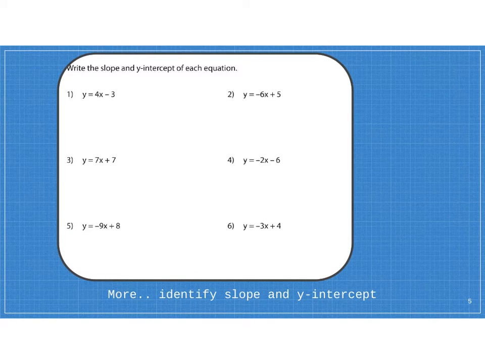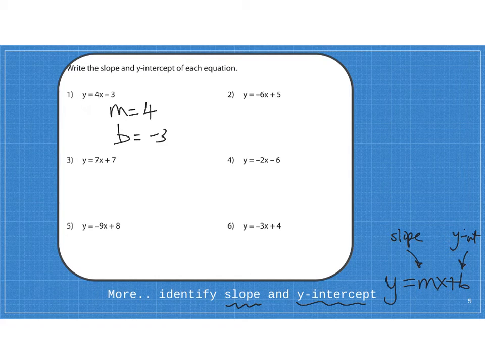Let's try a couple on this page just to be sure we know what we're doing. Again, we're identifying the slope and the y-intercept, and the general equation is y equals mx plus b, where m is the slope and b is the y-intercept. So in the first one, m is in front of the x, so 4, and b is equal to -3. In the second one, m is in front of the x, so 7, and b is equal to 7 also. Pause the video and think about the other ones.